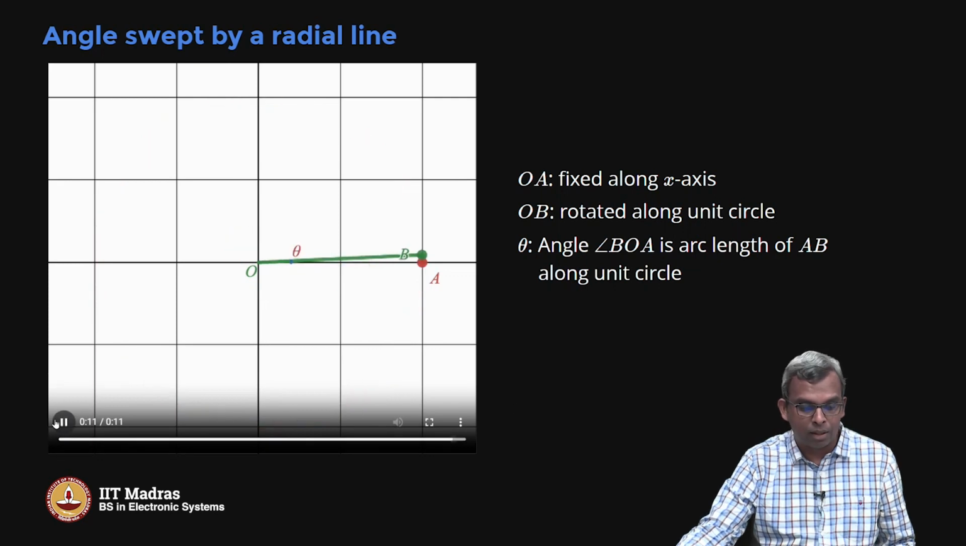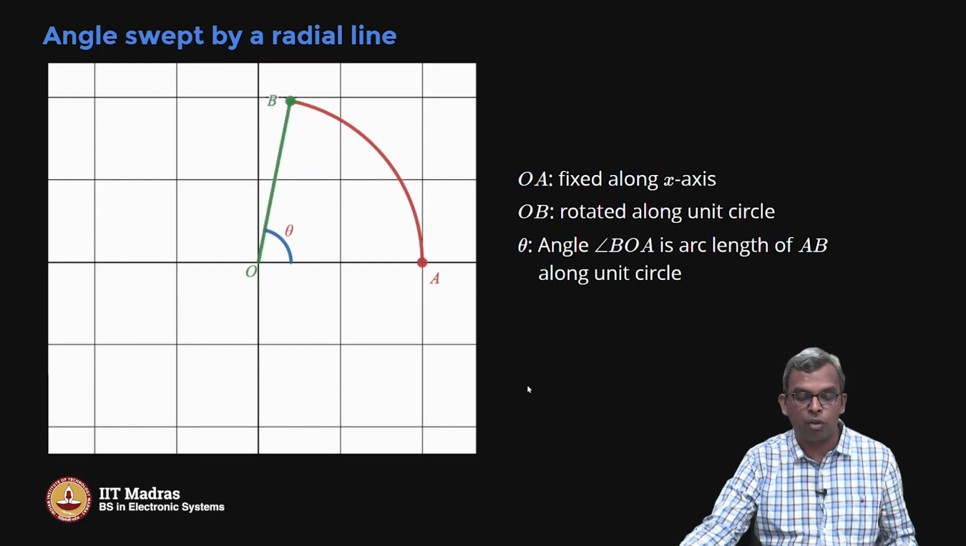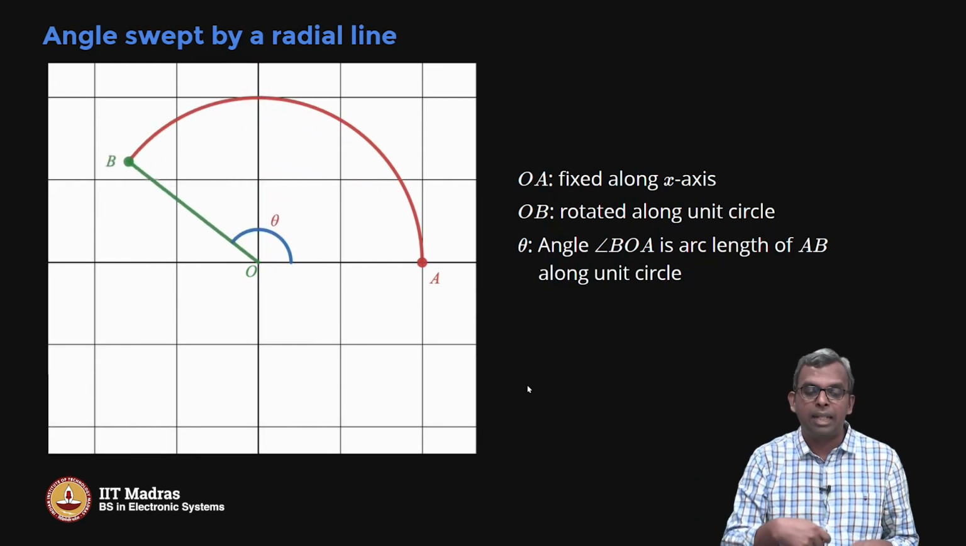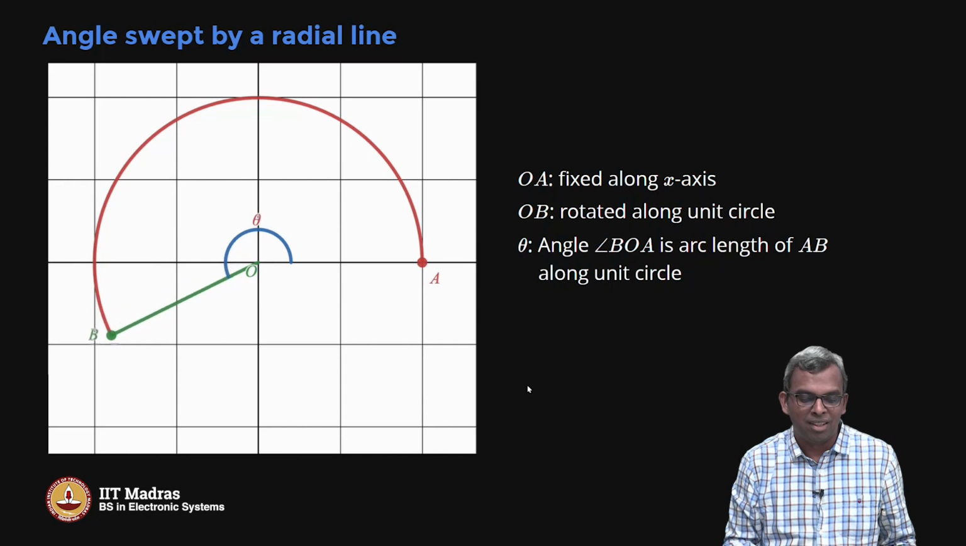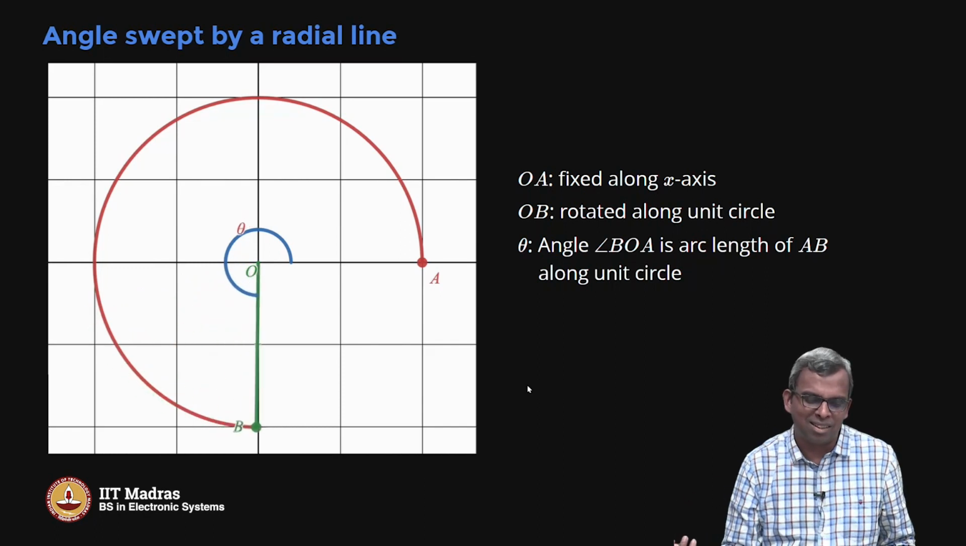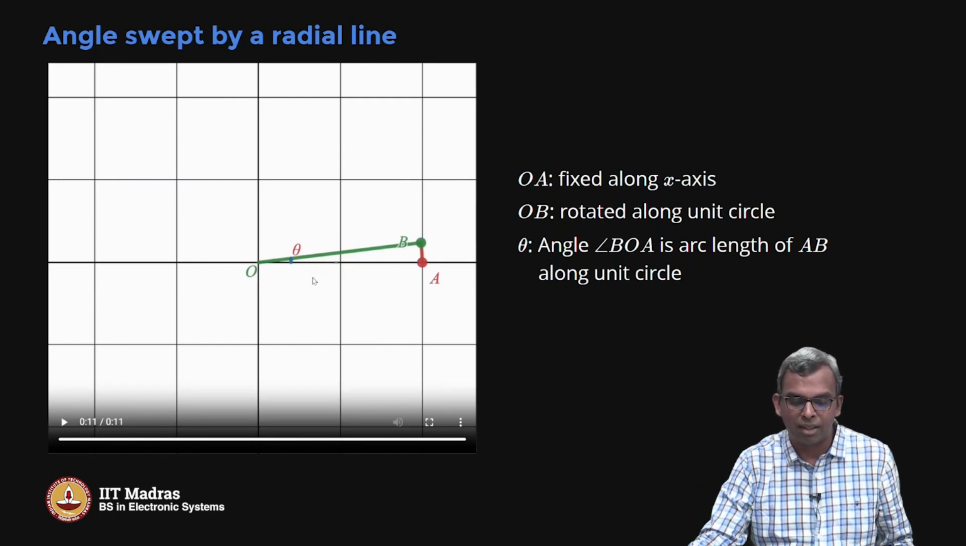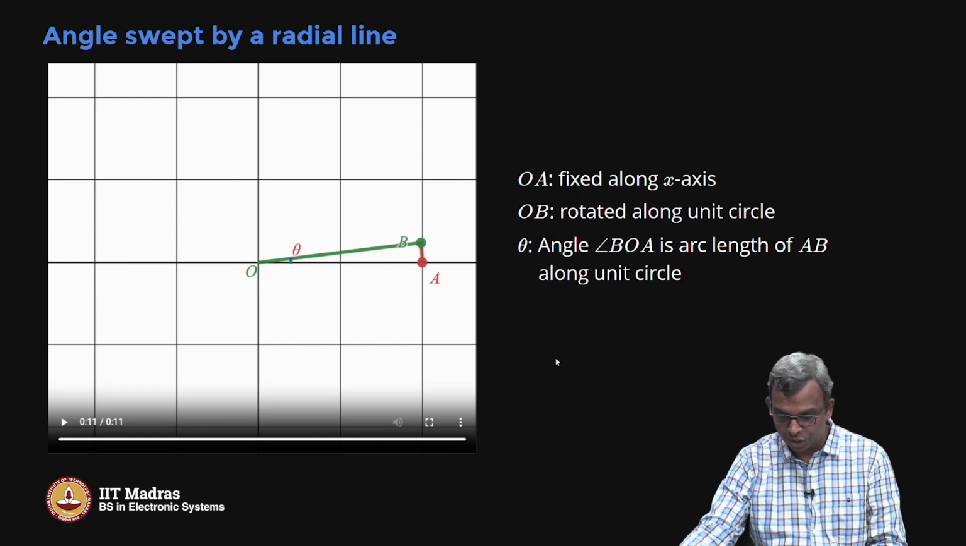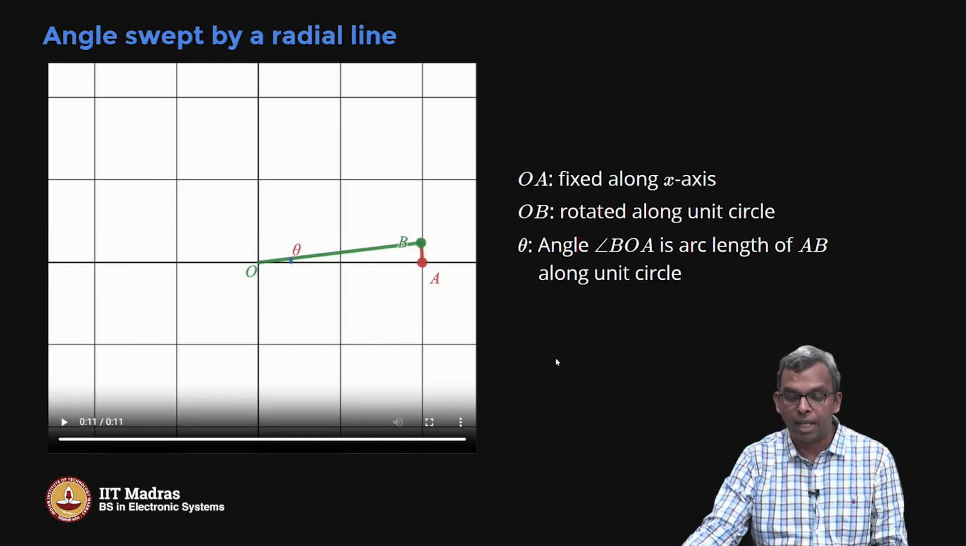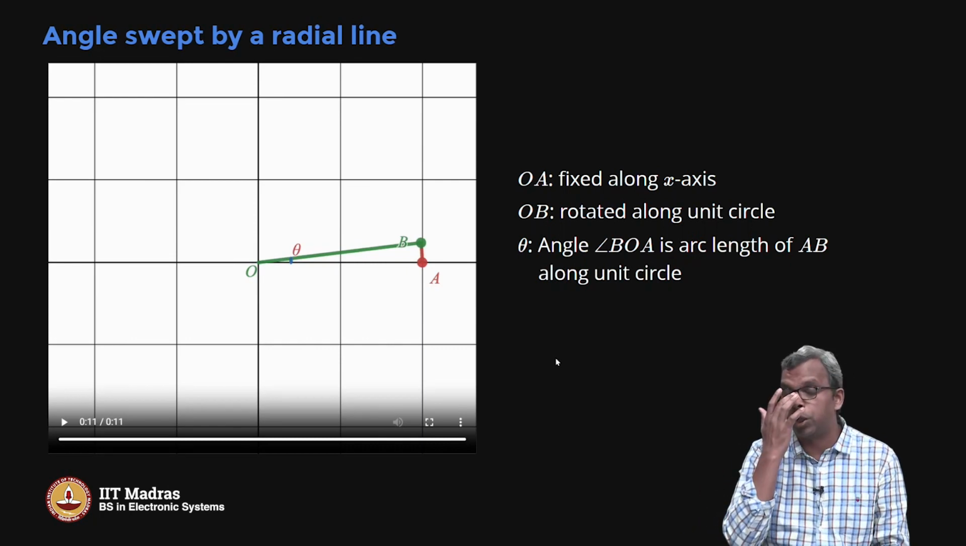This is a nice demonstration of how the arc length and the angles are defined. Most people don't say arc length and all that. They'll just say angle in radians, and hopefully that's clear to you. So that's an illustration for angle swept by a radial line. So this picture is very, very important to remember.